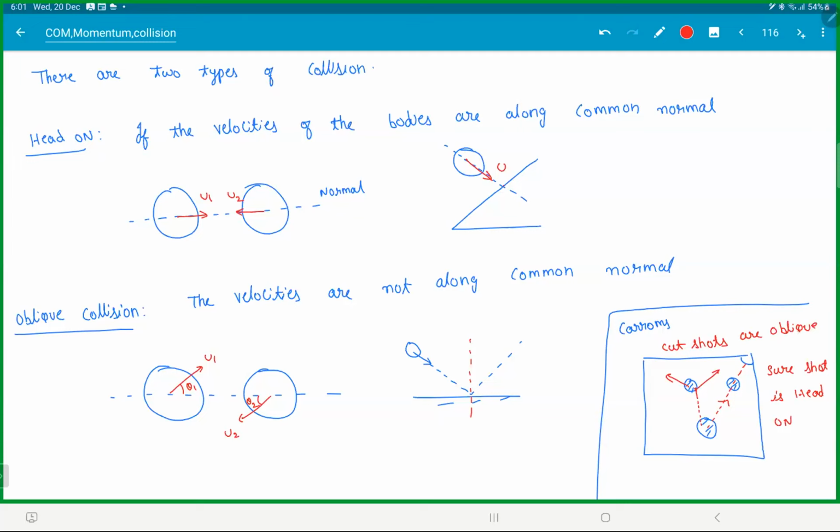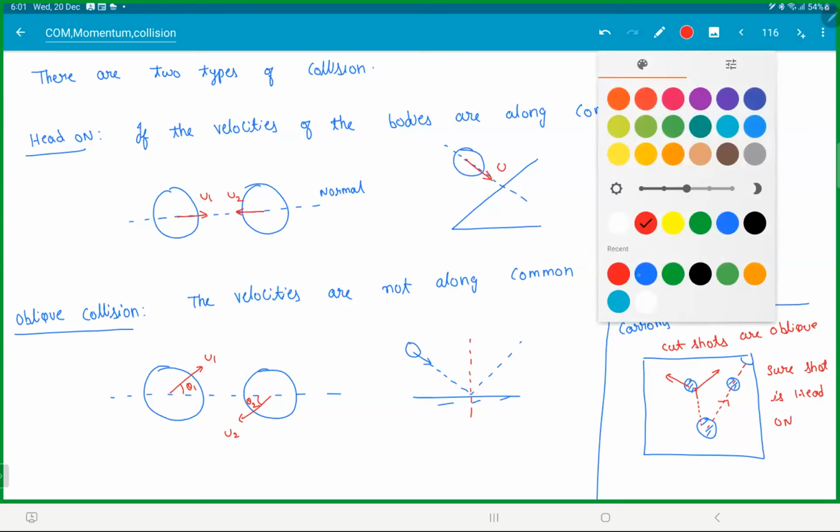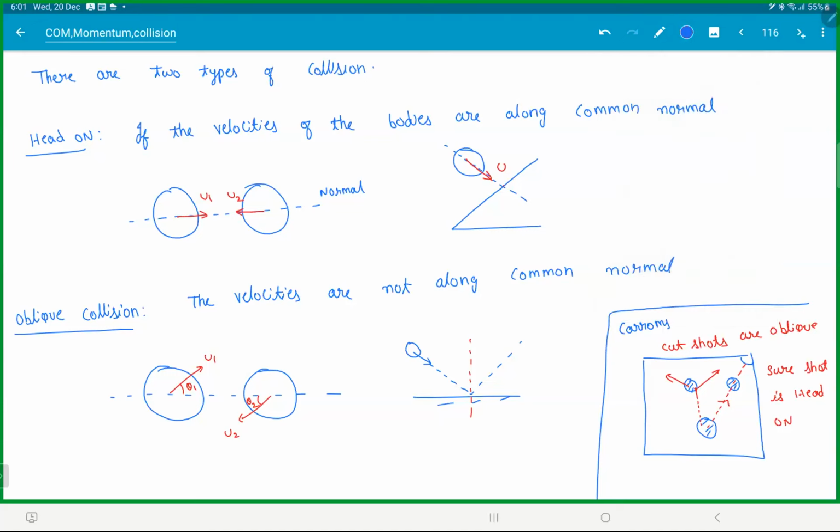Same thing. You have done the same with billiards also. So when you're playing carom board, cut shots are all oblique collisions, and straight shots are all head-on collisions. That's an easy way to grasp it. Carom is a pretty popular game in hostels, an indoor game. There are many experts. They use all these collisions and solve.